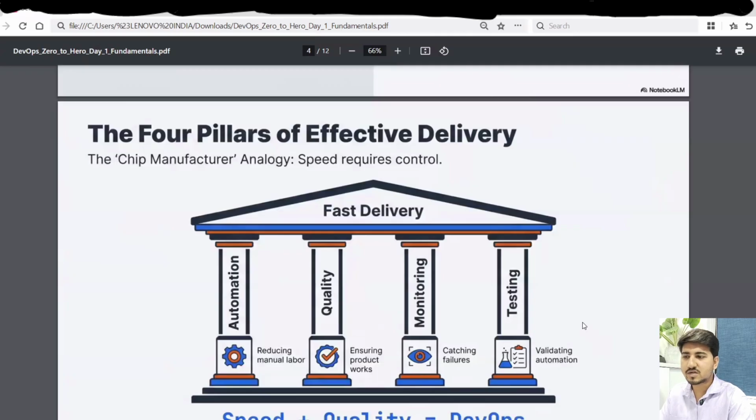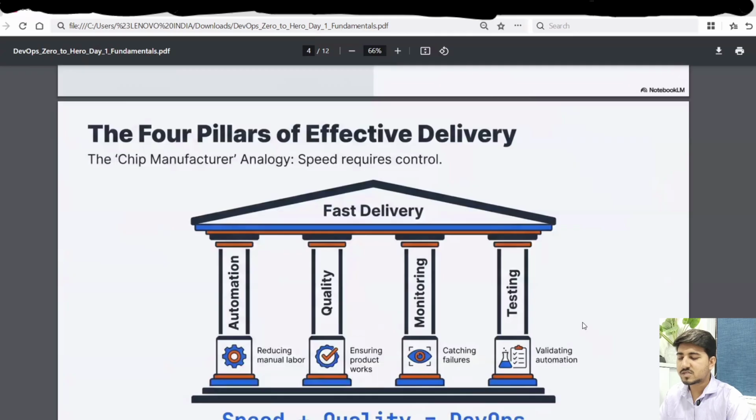Because of that, validating the automation will be required. For faster delivery, the first thing is automation. Automation has to be there so that it will reduce the labor. The second thing is quality. Quality has to be there to ensure that the products work in the best possible way.